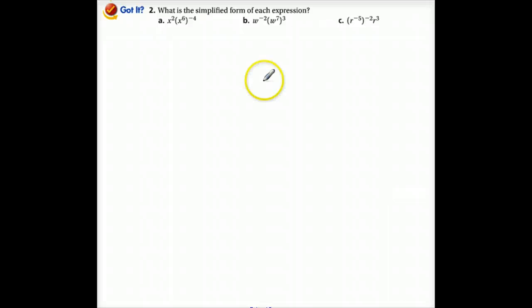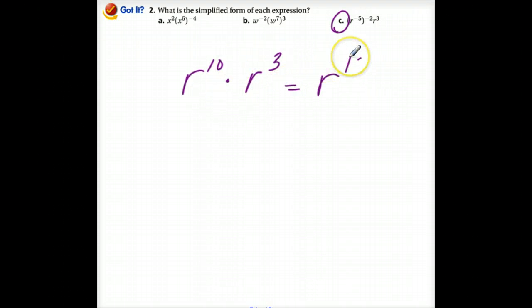All right, I'm going to do another example. Let's do C. R to the negative 5th to the negative 2nd. First, I'm going to work with that. Power to a power, multiply the exponents. Negative 5 times negative 2 is positive 10. Then, multiplied by r to the third, same base, we can add the exponents, r to the 13th.